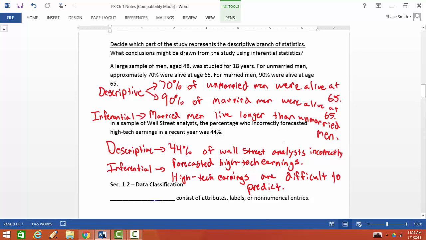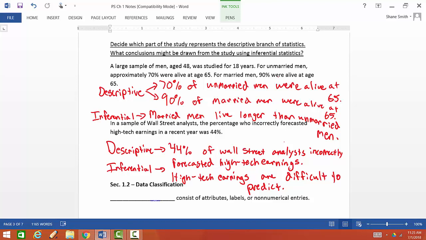You can make some other possible inferences as well. Maybe you want to say something like, I don't know, maybe Wall Street analysts need to be trained more, for example. Maybe they're just stupid. I don't know. You could say a lot of different things. Again, we're just using the descriptive statistic to make an inference. It doesn't need to necessarily be right or wrong.